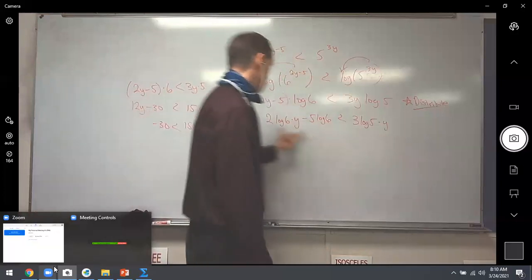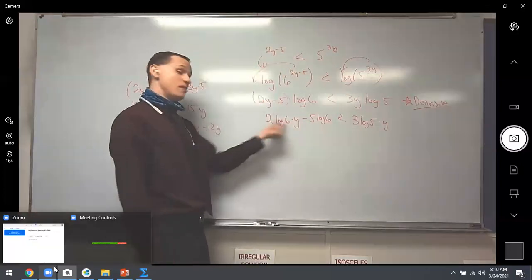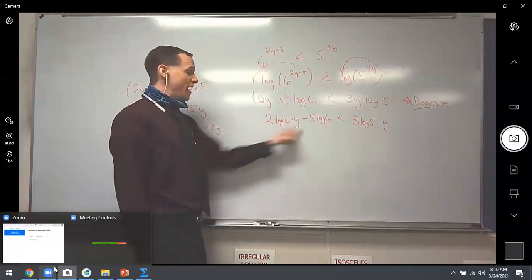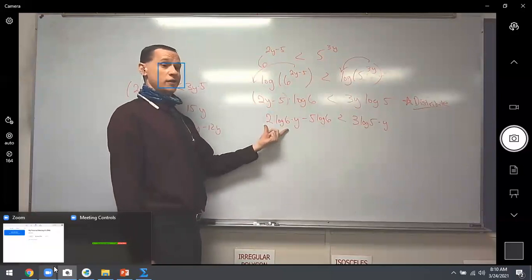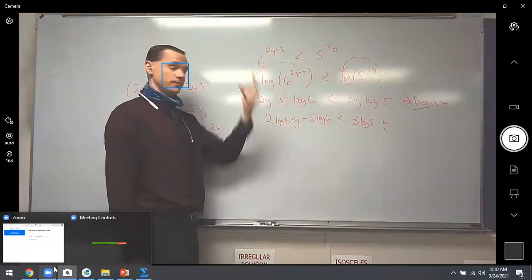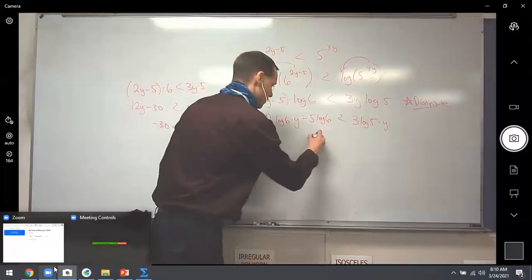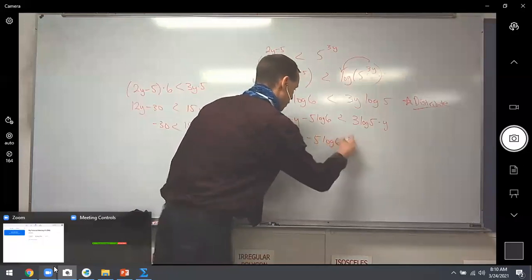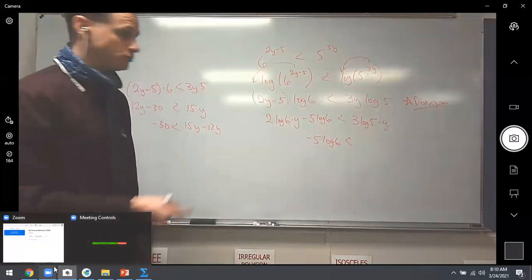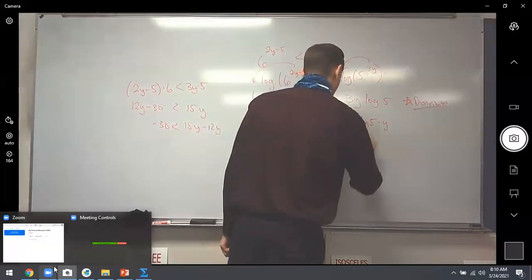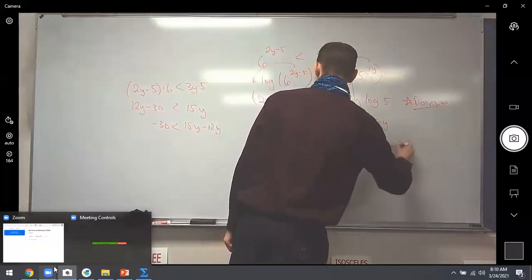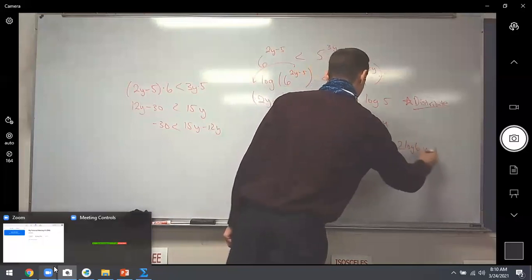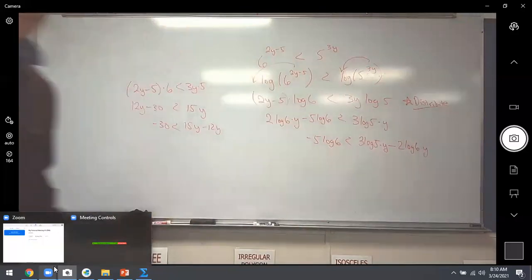Doesn't matter. Okay, so we're going to take this whole thing. This is just a number. Don't freak out about it. If you had 5y, you'd subtract 5y. If you have 8y, you'd subtract 8y. If you have 2 log 6 y, you're going to subtract 2 log 6 y from both sides. So if you move this over, well, then you still have this negative 5 log 6 chilling over there, correct? But on this side, you have 3 log 5 of y. But now it's minus 2 log 6 of y right there.